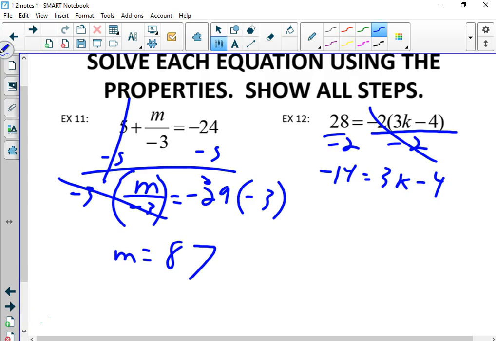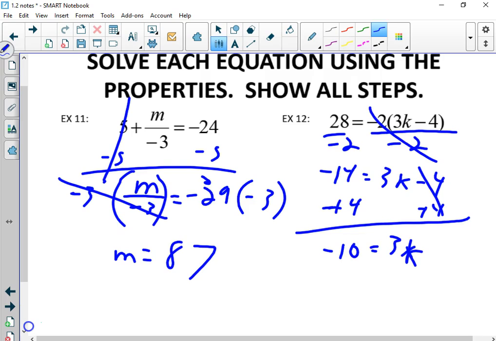Okay, so at this point, we want to get rid of the -4 by addition. When we do that, we get, careful, -10 equals 3k. That's not k, that's 3k. Divide by 3, and there's our answer. K equals -10/3. And yes, we can have a fraction for an answer.